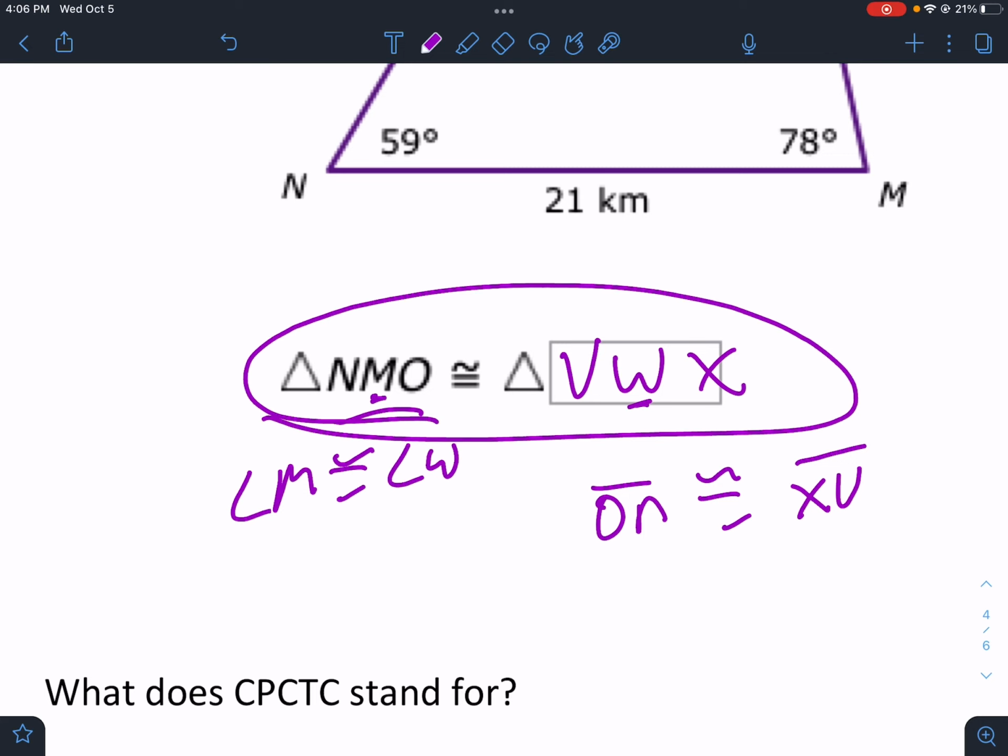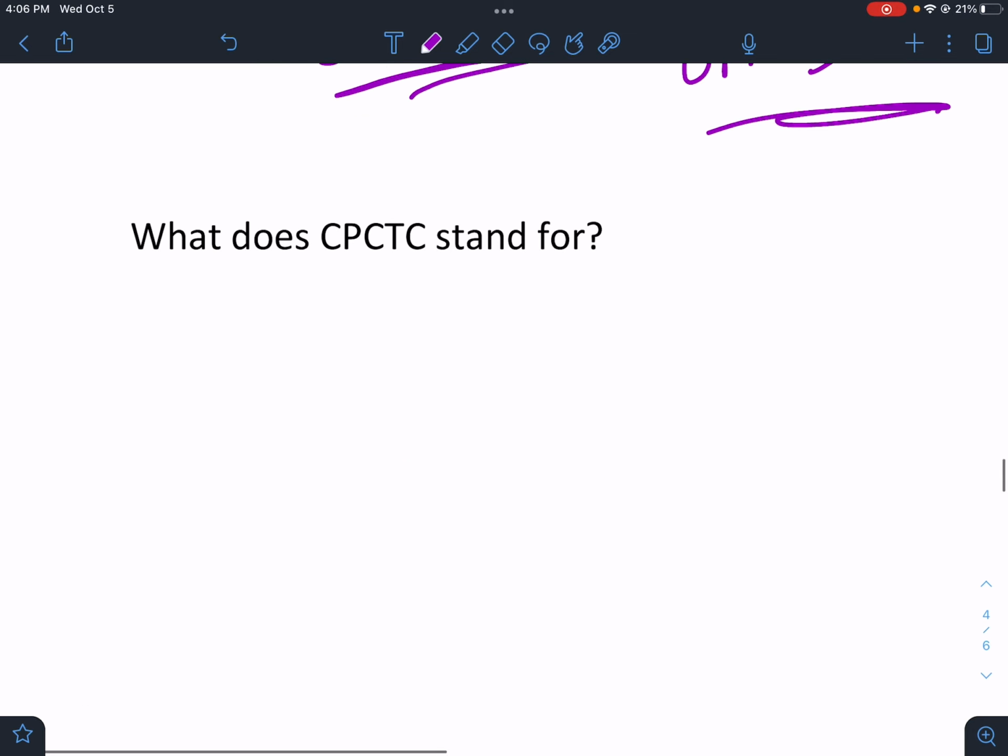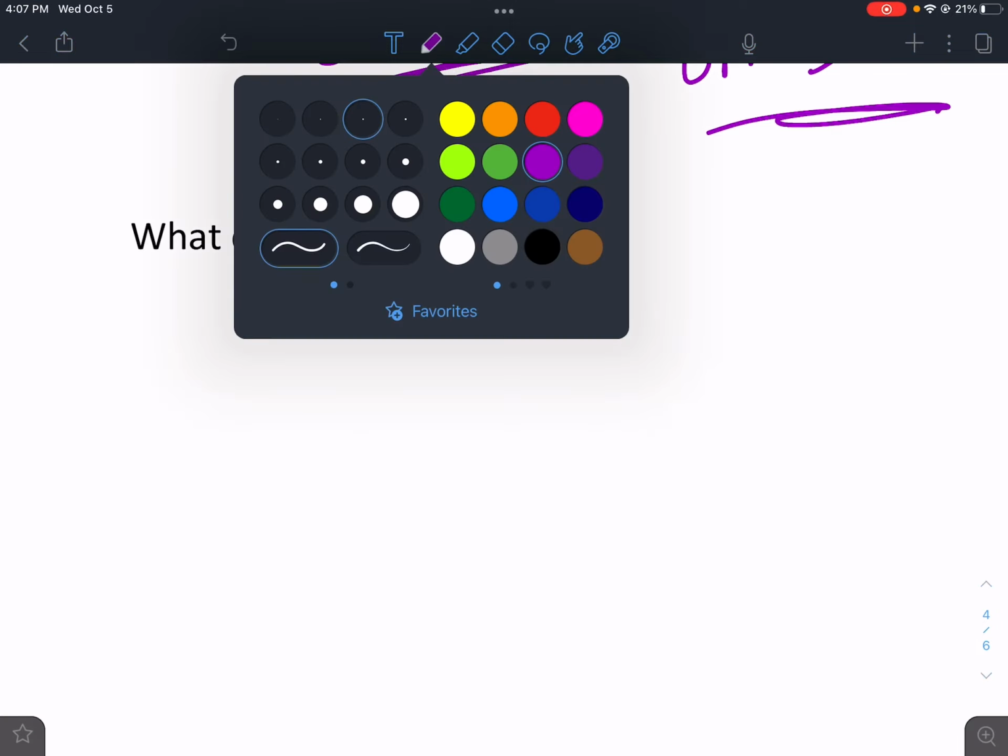So this is a congruency statement, and it leads you to individual parts being congruent. And that's actually real important here. This is called CPCTC. Don't you dare say that slow. It's CPCTC. Let's get it out there. Let's not waste time.